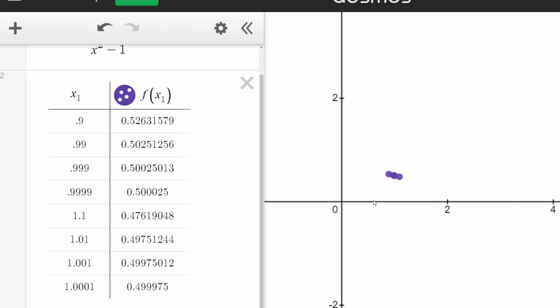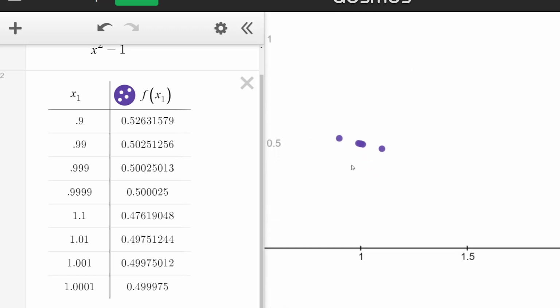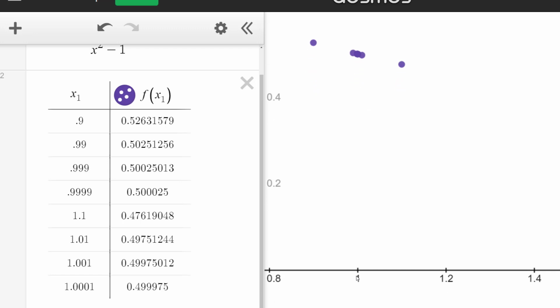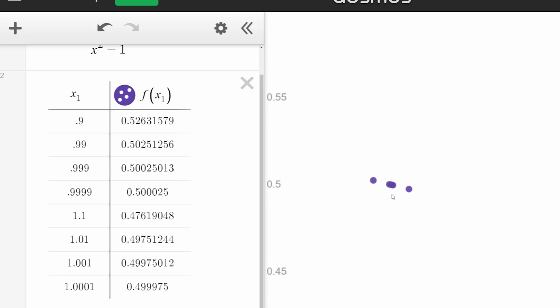I'm going to turn off that grid. I always hate the grid on Desmos. And you can see that as our x values are getting close to 1, that is right there, x equals 1. As our x values are approaching that, the y values seem to be approaching a height of 0.5.